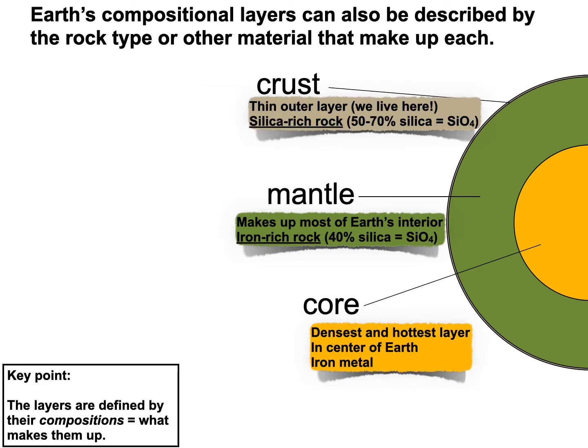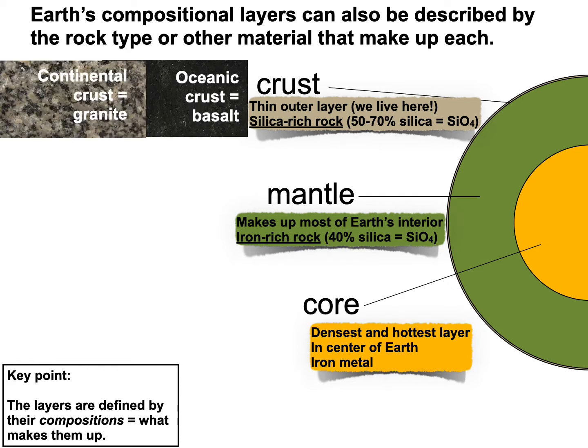Another way we can describe the Earth's compositional layers, the crust, mantle, and core, is by the type of rock that makes them up. There's actually two varieties of crust, one that makes up the continents and one that makes up the ocean floor. The continents, or continental crust, is made up mostly of the rock granite, and the oceanic crust is mostly the rock basalt.